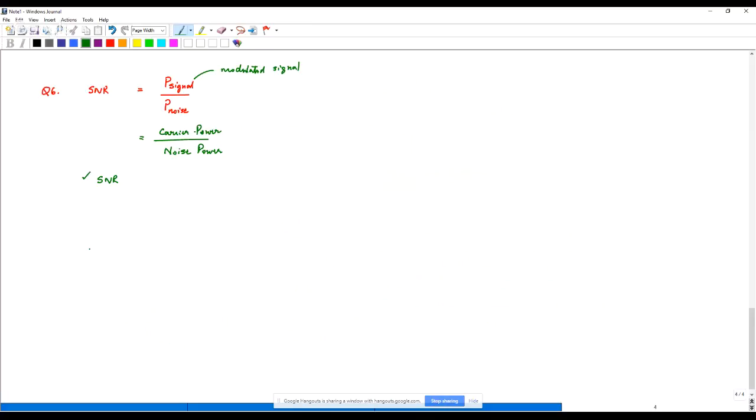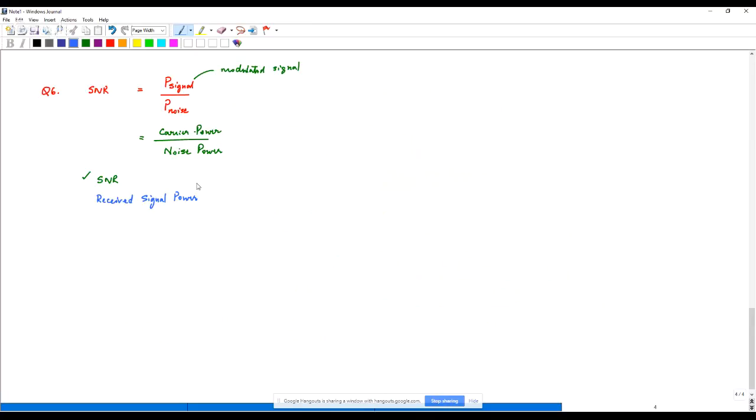But in practice, a lot of times we don't know what the noise power is. What we can measure is the received signal power. SNR is a very good metric for us to tell how good the channel is, but what we can measure is usually the received signal power. We have an estimate of the noise power, and the ratio of it gives us the received signal to noise ratio. So that is the answer to the question that was there.